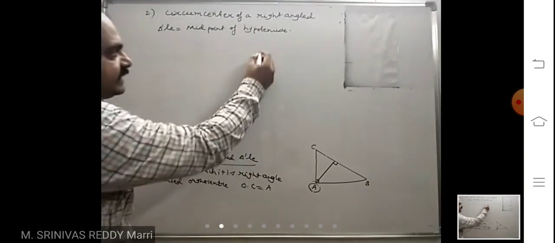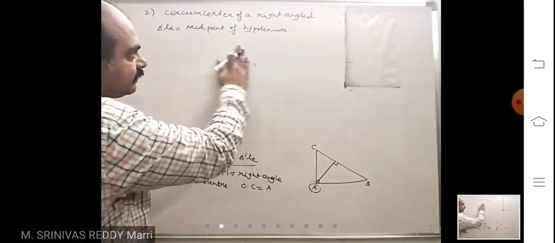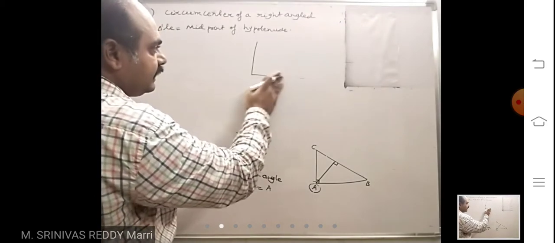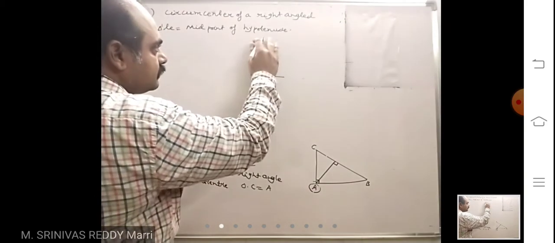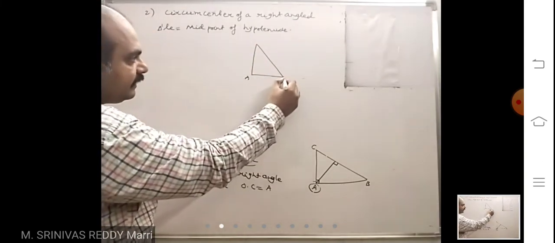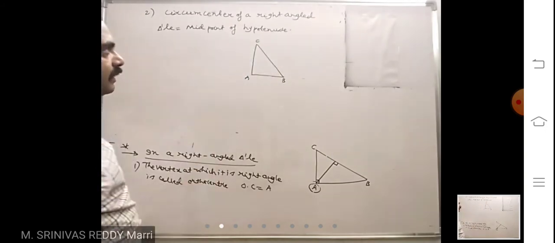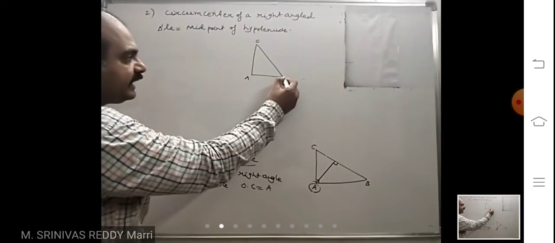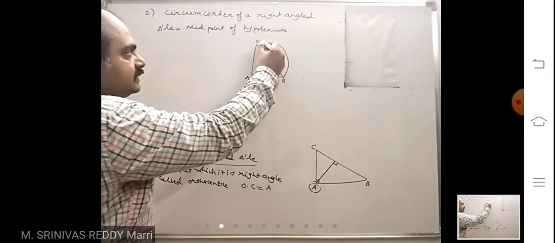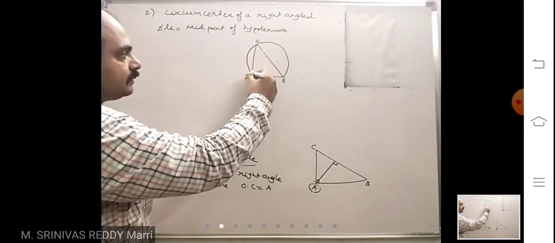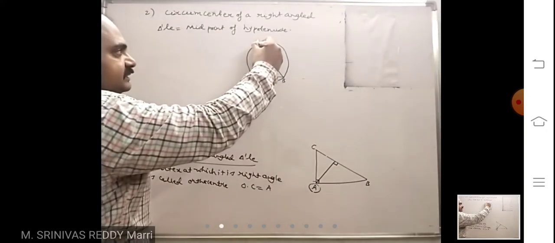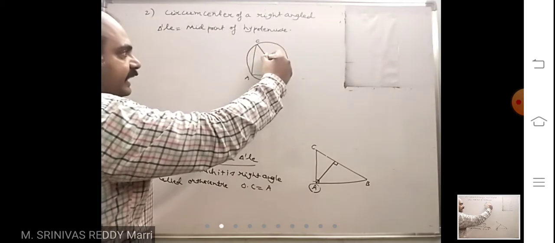Look at how. There is a right angle triangle like this. Let us say right angle at A. Now what is meant by circumcenter? I am drawing a circle passing through these 3 points. If you draw a circle passing through these 3 vertices, for this circle BC will be the diameter.